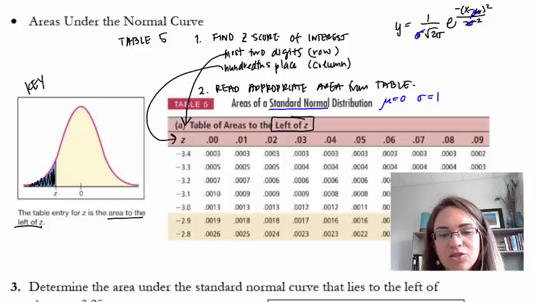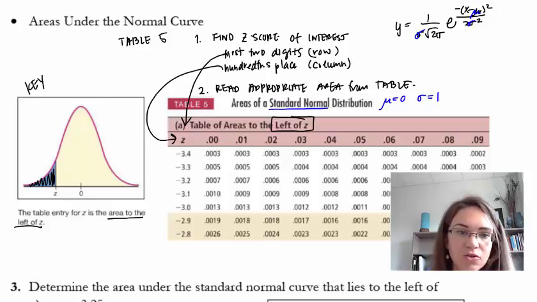Different tables might show you values from 0 to z or to the right of z, so make sure, because that makes a huge difference in what you're trying to find or how you'll use those numbers. If you just want to use the one from the book, you can print this off of e-learning. You can always reference it from the book. It'll look exactly the same, and that key always tells you area to the left of the z value that you look up. So let's do it.